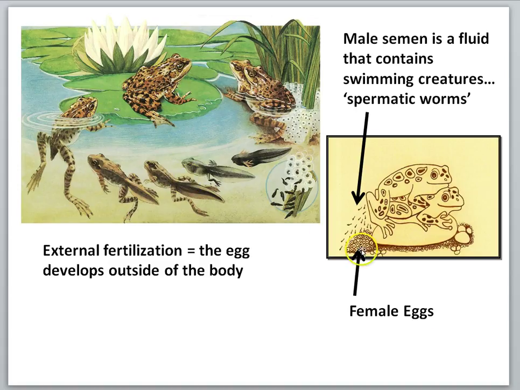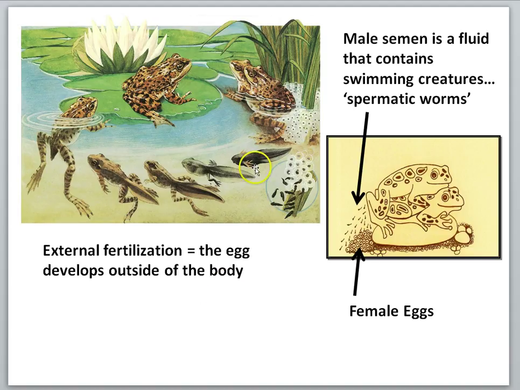Here we see the picture of the mating process. The female has laid her eggs and the male is depositing semen. And Spallanzani knew at this point that semen contained a fluid and also these swimming creatures, or spermatic worms, as Leeuwenhoek had observed. We'll just note here that frogs are engaging in external fertilization, where the fertilization of the egg is happening outside the body. And what we mean by fertilization at this point is that the egg is triggered to begin development.